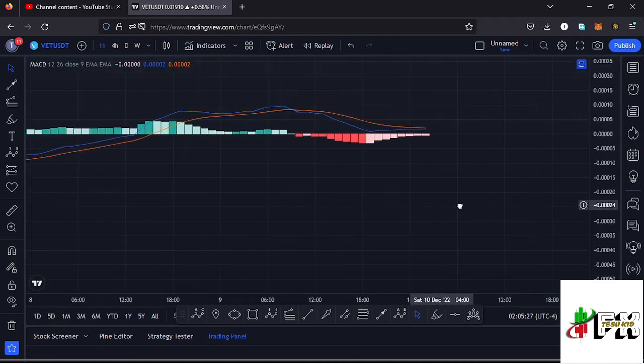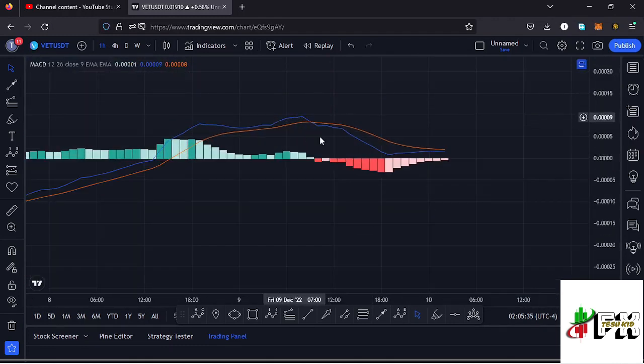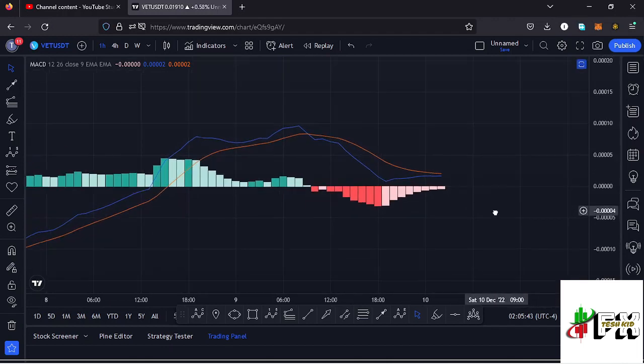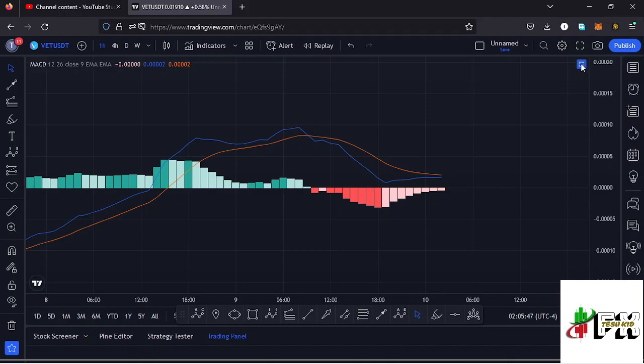Also taking a look at the MACD. Here on the MACD you can see we had printed a bearish crossover here, but we are seeing a bit of a decrease in the selling momentum, and that would mean soon we might be able to print a bullish cross. So let's be patient and see how that plays out, and I'll keep you updated.